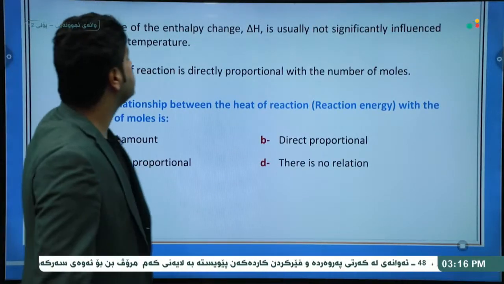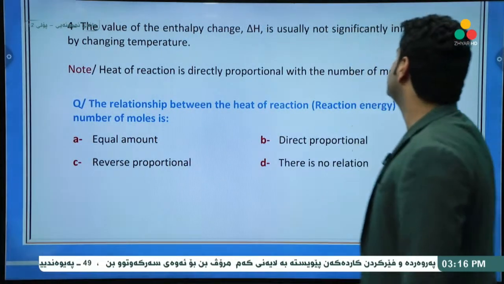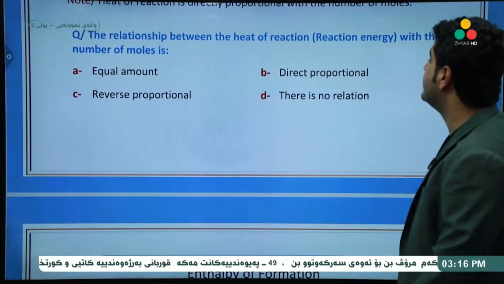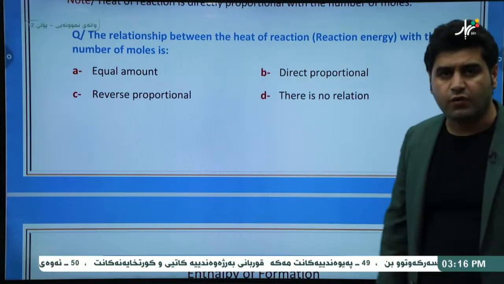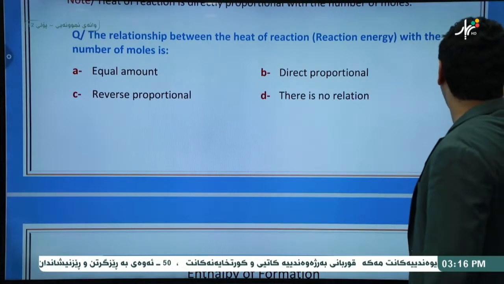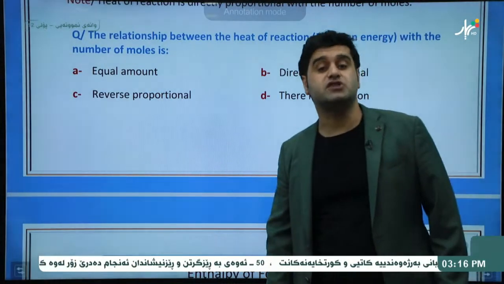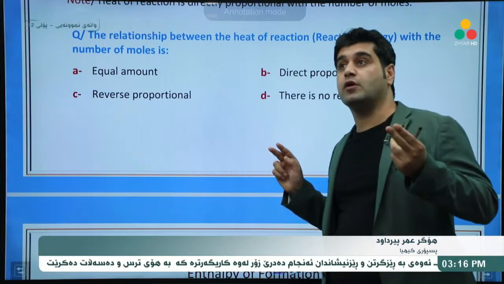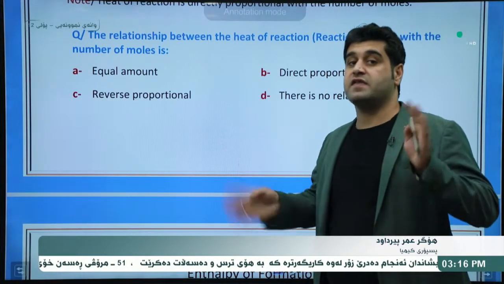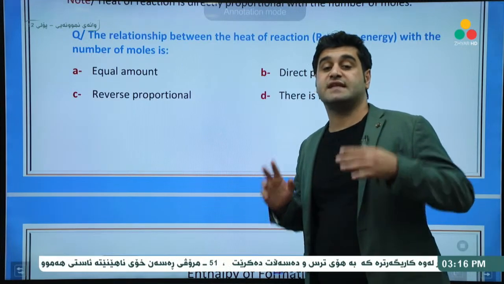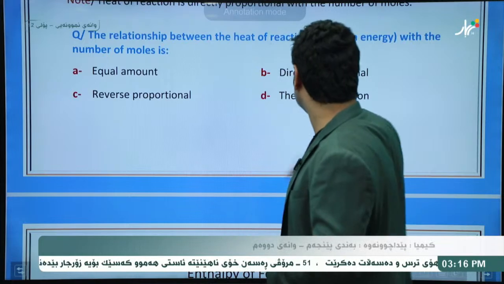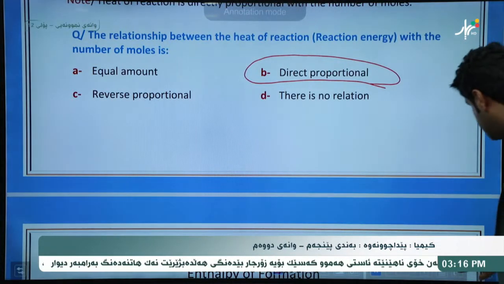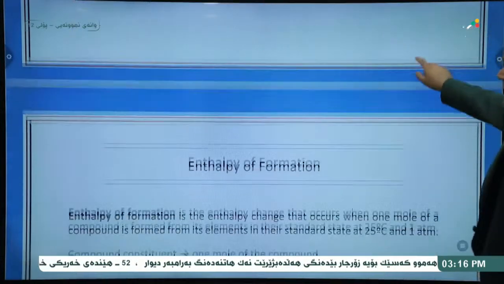where the value of enthalpy change is usually not significantly influenced by change of temperature. Now, the relationship between the heat of reaction and the number of moles: if you remember, the coefficient. We have 1 mole, delta H is equal to 2. If we increase by 2 moles, 2 must be multiplied by 2. There's a direct proportion relationship between delta H and the coefficient in the reaction, which means the number of moles.